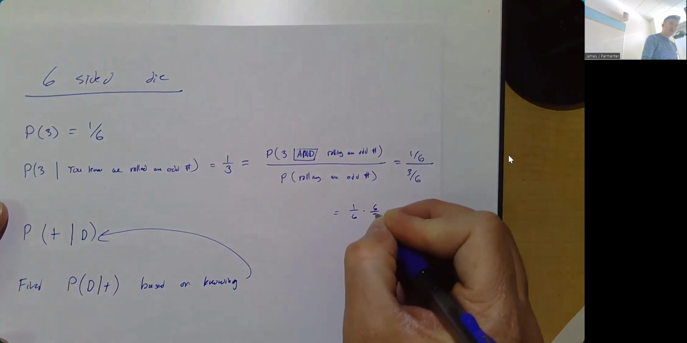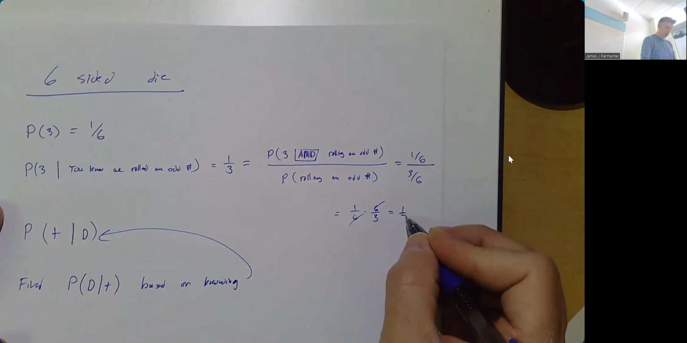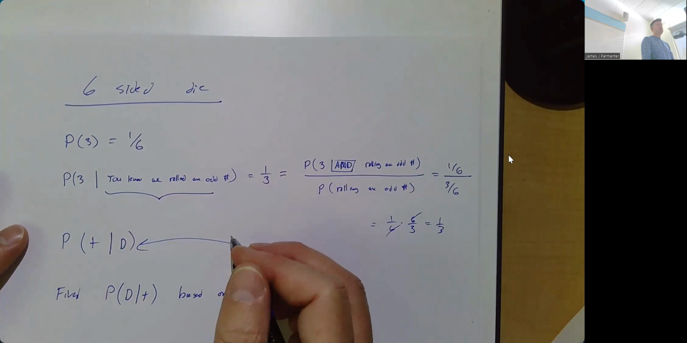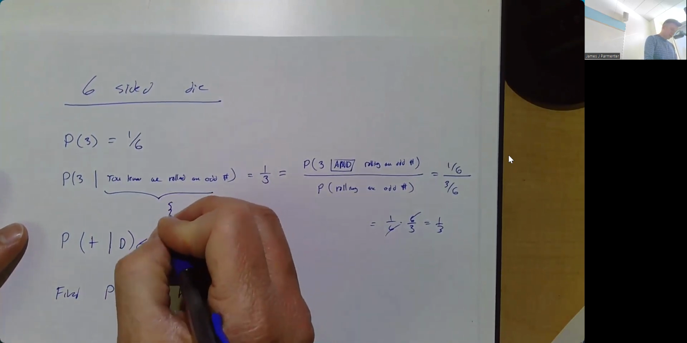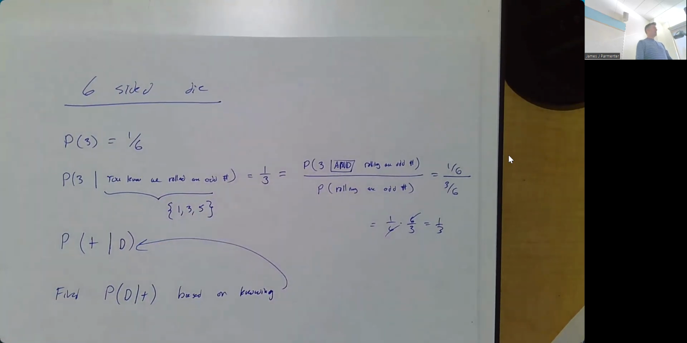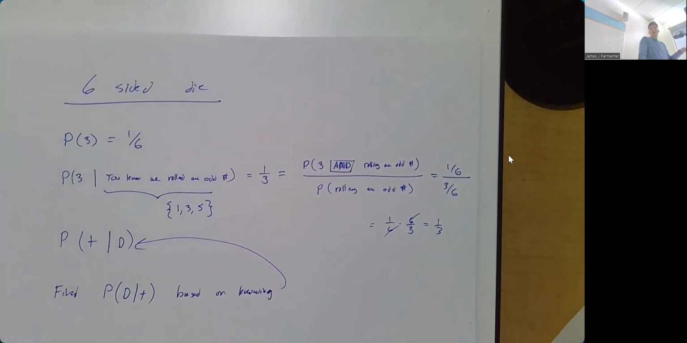But honestly, that's not really the way I think of it. What I really think of is, well, if I know I rolled an odd number, my new smaller sample space is the space consisting of the numbers 1, 3, and 5. So then I'm asking, okay, what's the probability I roll a 3 if I only have 1, 3, and 5 to choose from? Well, there are 3 choices, and I'm doing one of those 3 things.